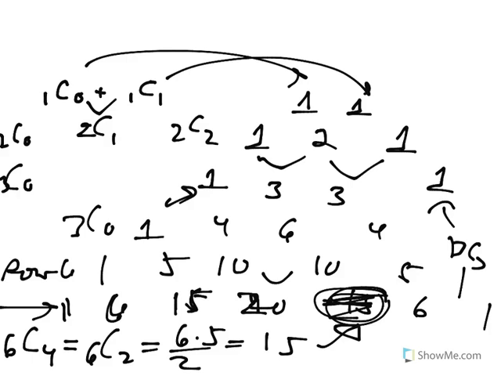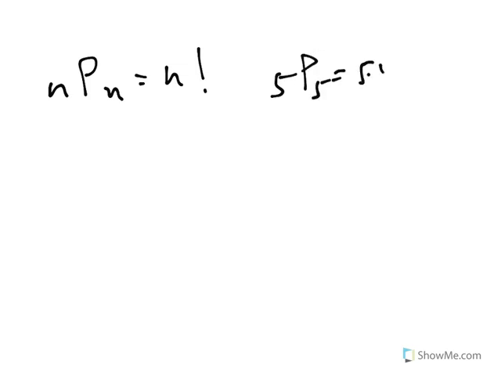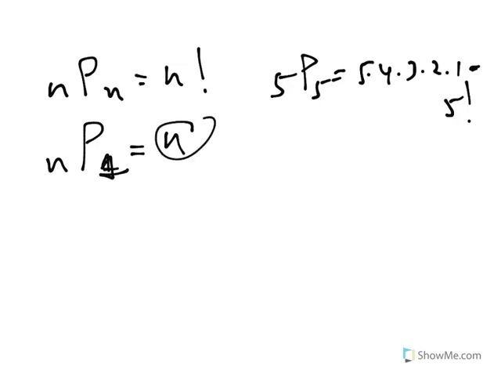Okay, so that ends the special properties. Maybe I should mention a couple of P properties also. NPN is the same thing as N factorial. Like 5P5 is just the first 5 numbers multiplied, 5 factorial. NP1 is N. If I want a cone and they have N flavors, I can get N of them. And NP0 is 1 also. Again, a cone with no flavors would be a cone, one way. Okay, so that does it for the special properties.